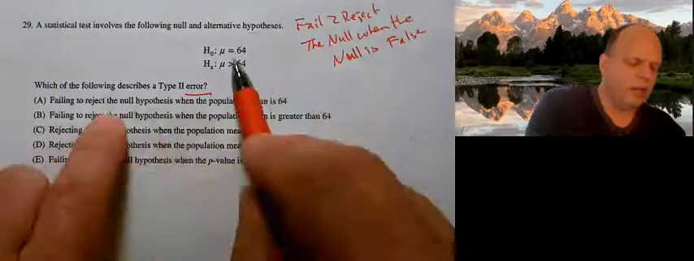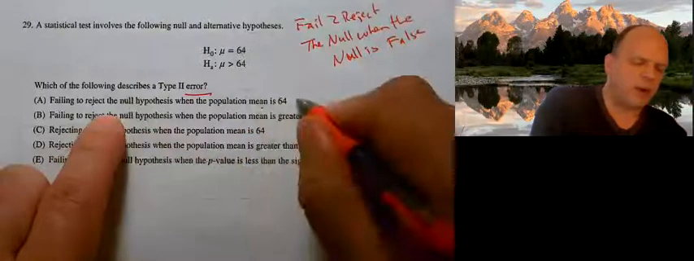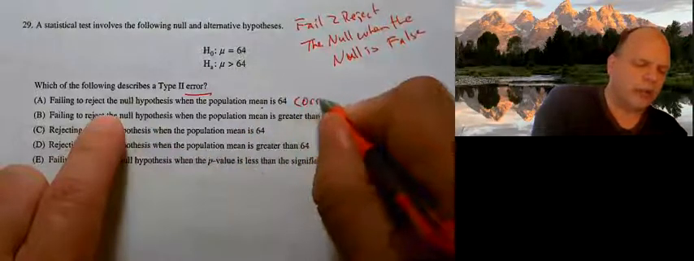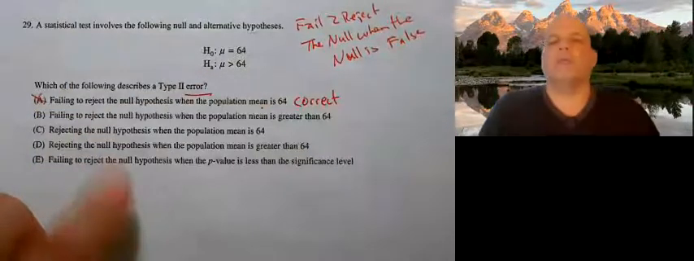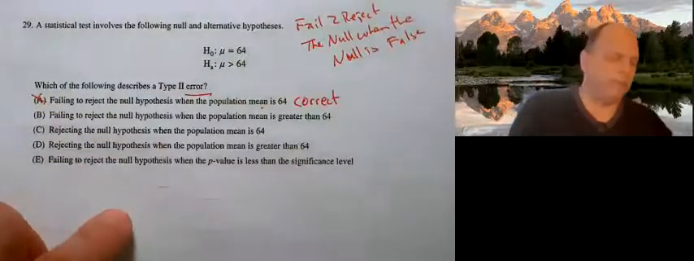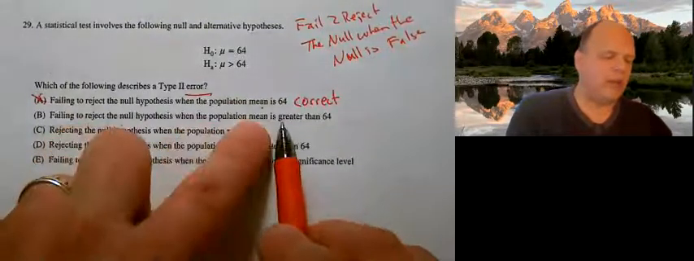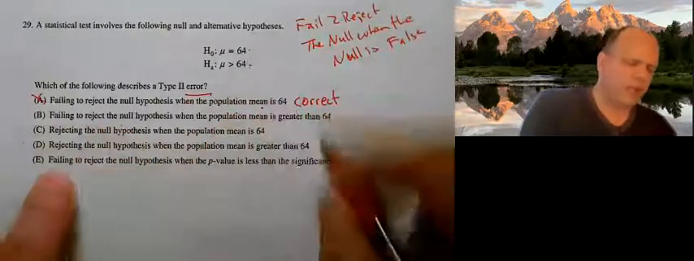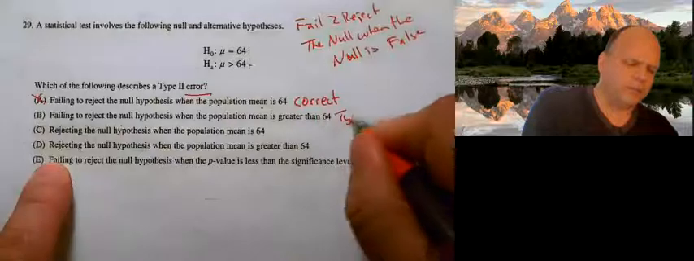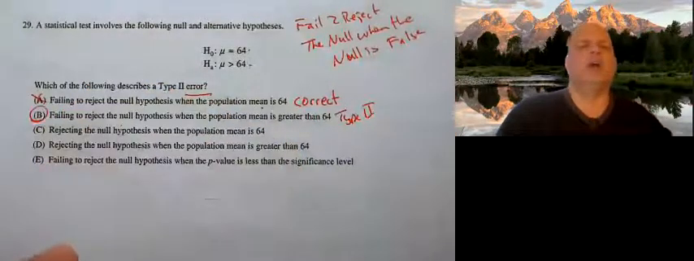Wait a second. If it actually is 64 and I failed to reject, that's a correct decision. That wasn't a mistake. That was the correct thing to do. We're looking for errors. Doing the correct thing is never an error. Failing to reject the null when the population mean is greater. So I don't reject this when it is greater. That is a type 2. So this is our answer, but we're going to continue on.